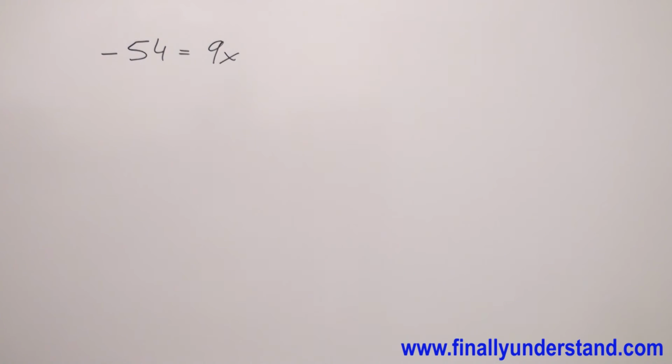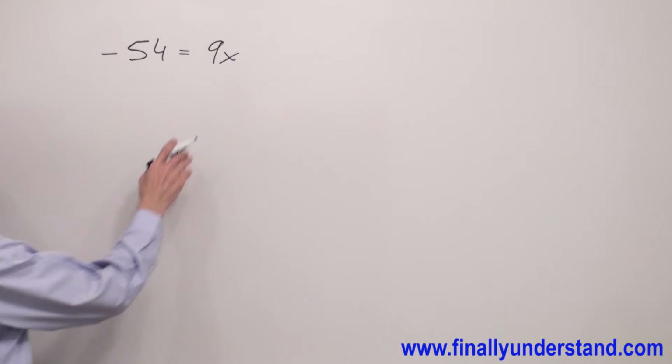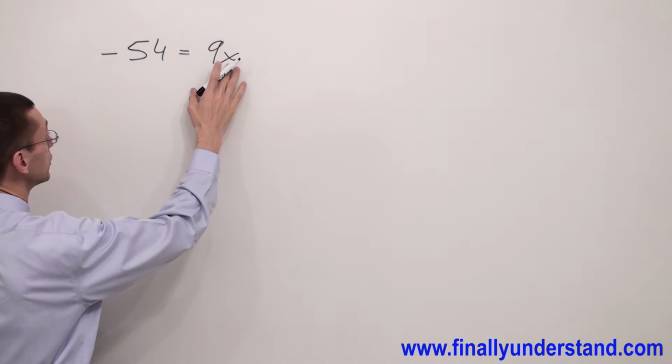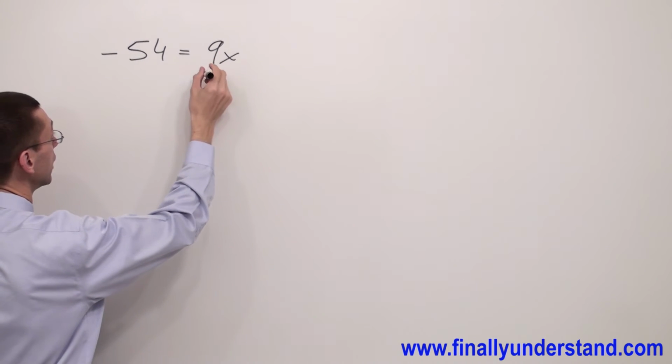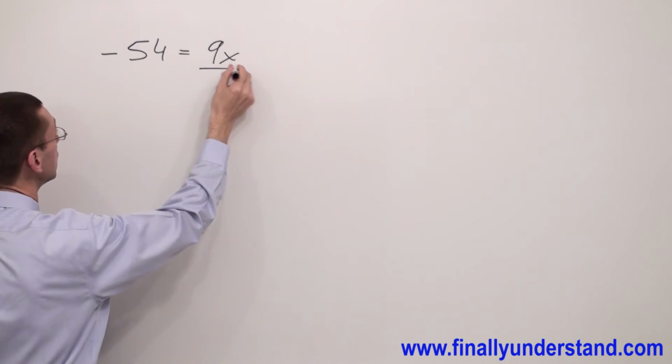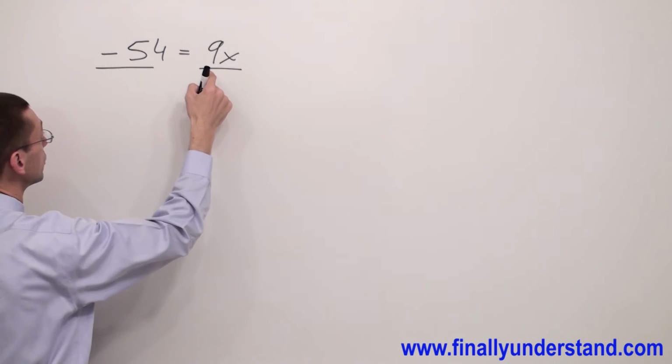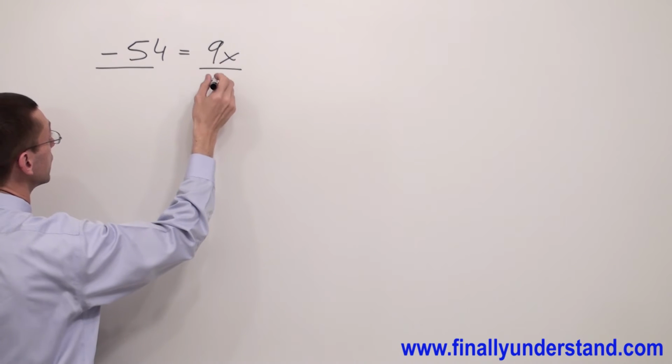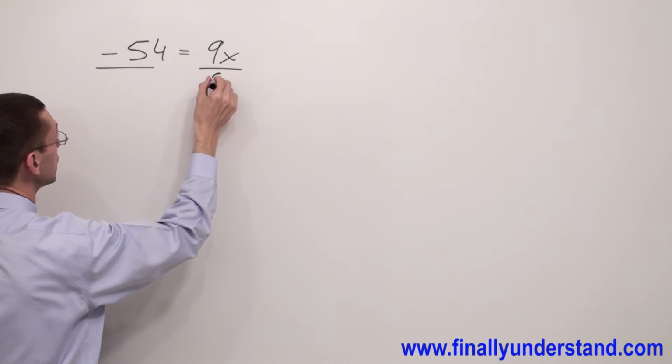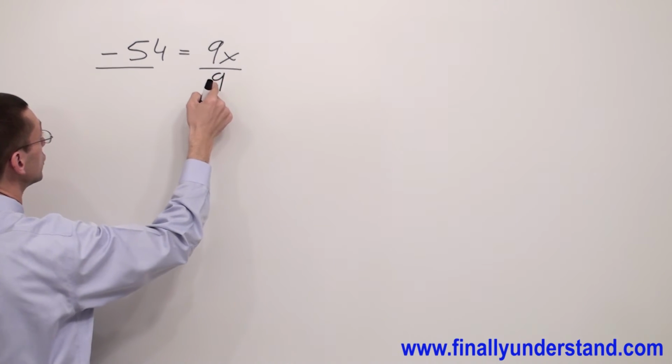Let's take a look at the second example. We're supposed to find the value of x. x is multiplied to 9. I have to eliminate multiplication and cancel out the number which is multiplied to x. That's why I'm going to divide both sides of the equation by the number which is multiplied to x.